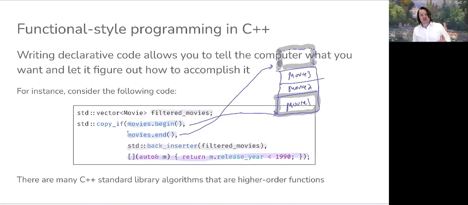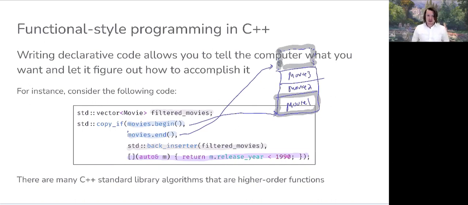So the iterators are going to control the traversal. Each time we visit some movie M, we're going to check if its release date is less than 1990. If so, that movie is going to be pushed back to filtered movies. If not, nothing will happen. Either way, we'll then move to the next element within our sequence, perform the same sort of evaluation until we've looked at every single valid element within our movies collection.